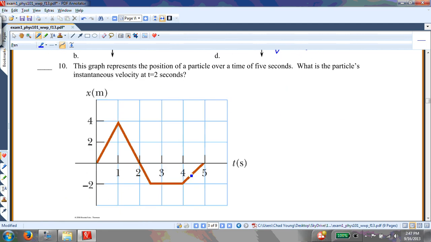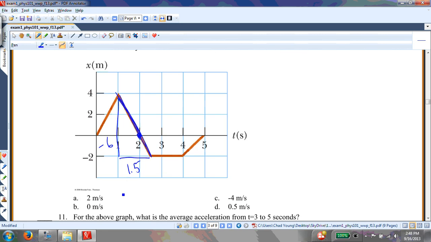All right, this graph represents the position of a particle over 5 seconds. What is the instantaneous velocity at t equal 2 seconds? That's right here. Just find the slope of this line. The rise is -6, and the run is 1.5. And so rise over run is -6 over 1.5. That's equal to -4 meters per second. That is C for number 10.